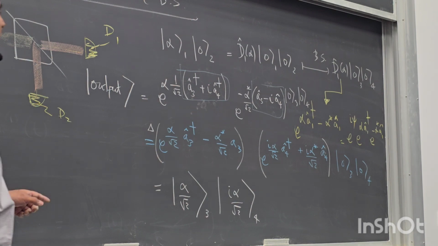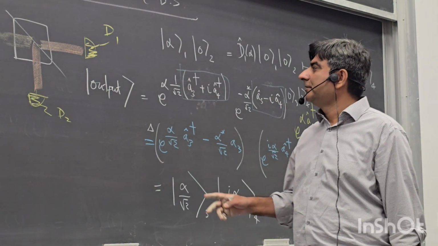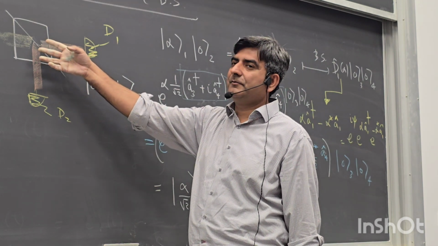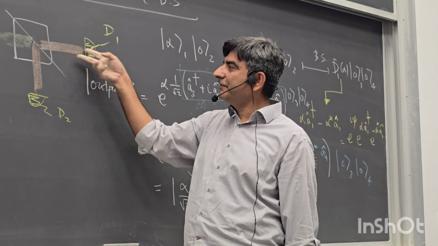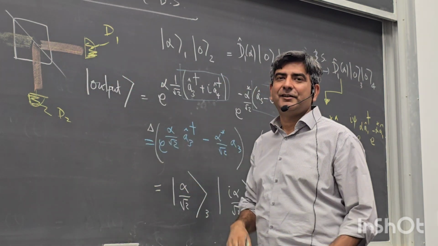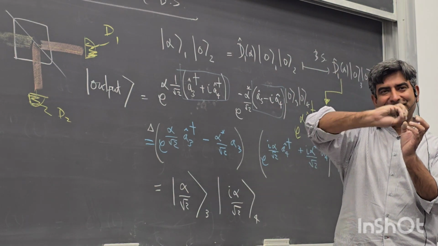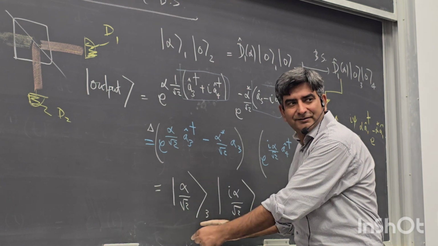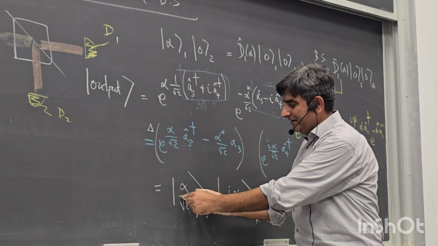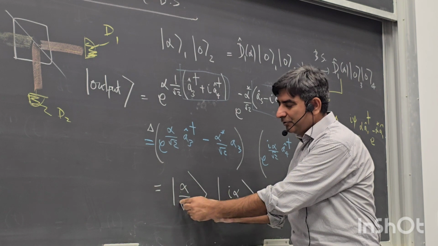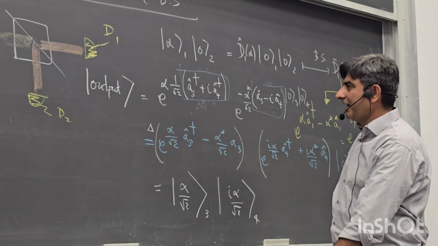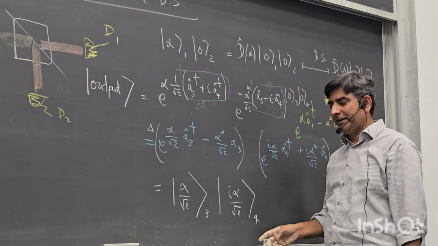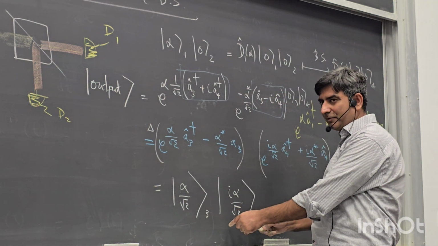So what is the average? What is the probability that I detect photons here, or what is the average number of photons detected on this channel? So if I shine with coherent light, the average number of photons is the modulus square of this, which is alpha mod square over 2. And the average number of photons detected over here is going to be modulus square of this.